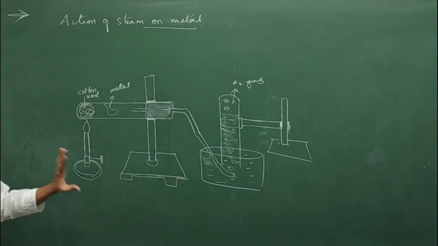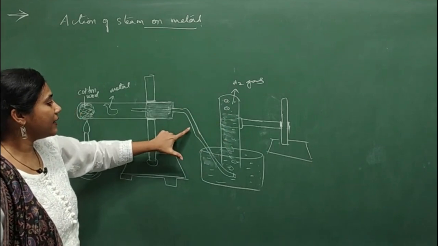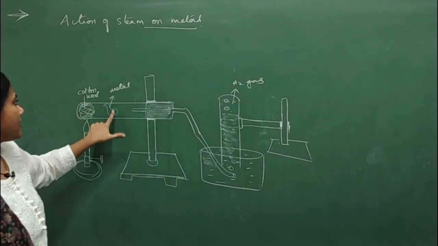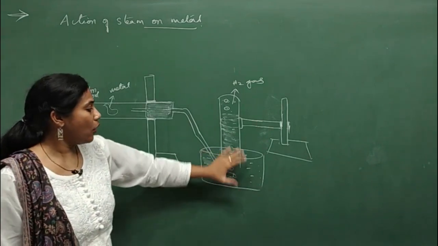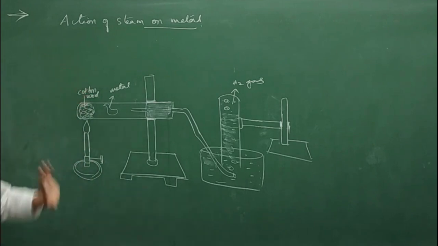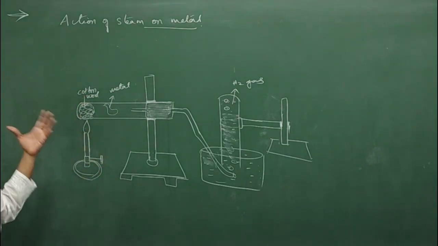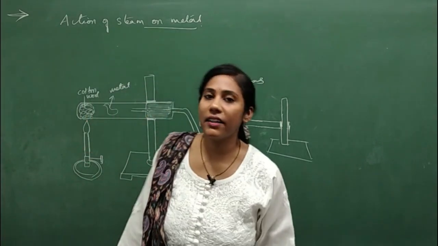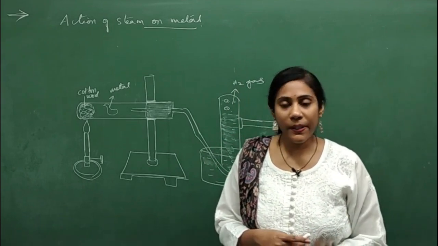So here they'll ask you to label one thing, that is hydrogen gas. Okay, and this is a tube, and this is a metal and wet cotton wool. Clear? A beaker of water. So this is the diagram for action of steam on metal. I have shown the basic thing, you can draw much more neatly in your exam. Clear? So these are the three diagrams from chemistry.